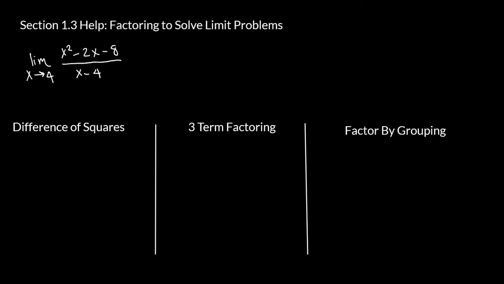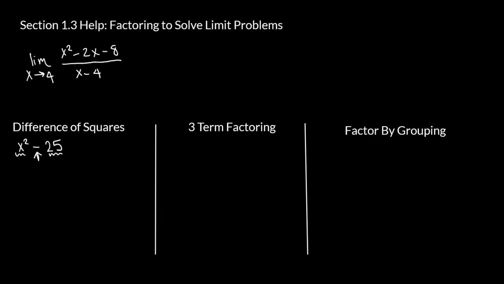A good algebraic tool to solve these types of problems is factoring, and there are a couple of different types of factoring. I'm just going to do a brief overview. First, difference of squares. That means we have something like x squared minus 25. That's a difference of squares because it has a subtraction, and because both of the terms are something squared. The first term is x squared, and the second term is 25, or 5 squared.